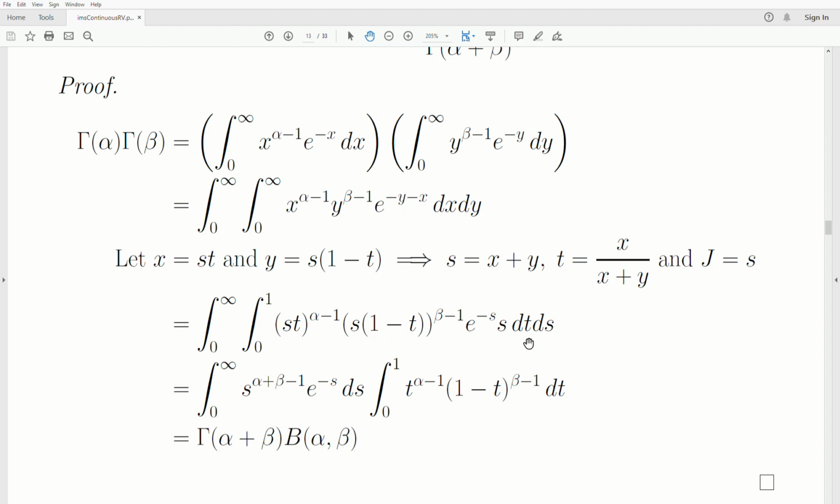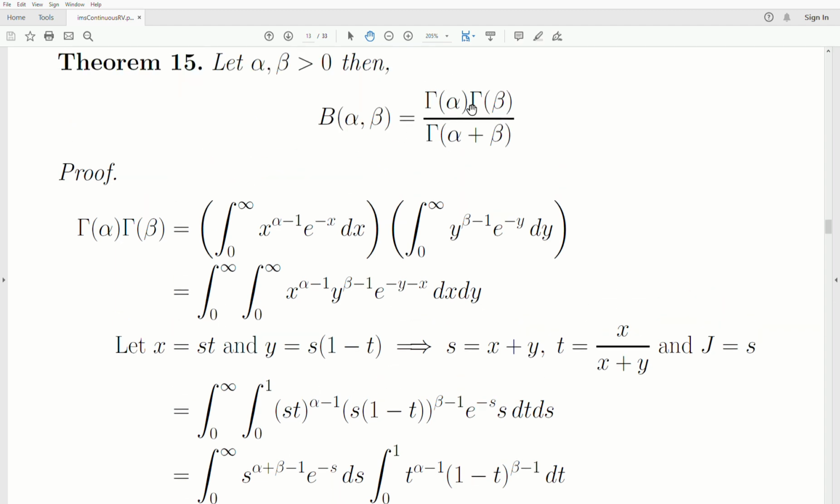Now we're integrating t first. So anything with an s, let's take outside this integral. And what's left, now notice this here. This is the gamma function of alpha plus beta. And this is how we define the beta function. So if we take this and divide it to the other side, then we've just proved our result.